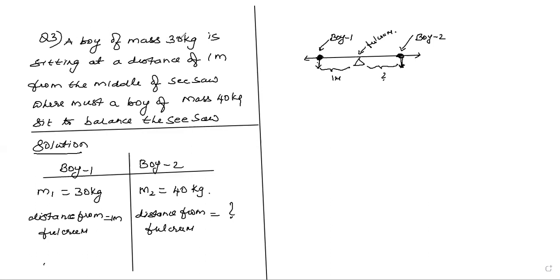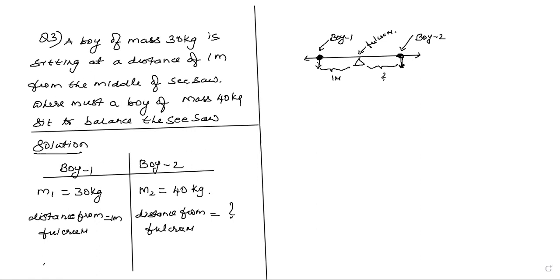A boy of mass 30 kg is sitting at a distance of 1 meter from the middle of the seesaw. You know what a seesaw is? Everybody knows it. Where must a boy of mass 40 kg sit to balance the seesaw? So just to make it look easy, I take two boys. One boy I call boy one, the other boy I call boy two. What is the mass of boy one? M1 is 30 kg. And the mass of boy two? M2 is 40 kg. Got it?